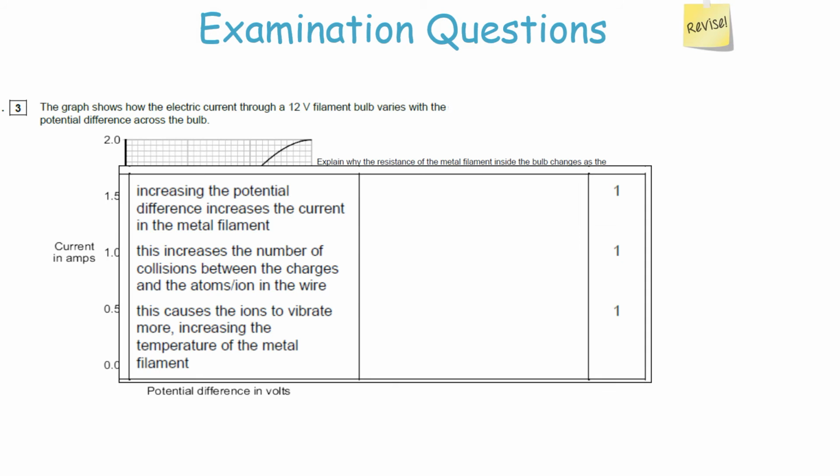Now that means that if they are going through the metal wire faster, this increases the number of collisions between those charges of the electrons and the atoms or ions in the wire. Now this will cause the ions in that metal wire to vibrate more, which will overall increase the temperature of the metal wire, because the temperature of something is basically how much kinetic energy it has. So if the metal ions are vibrating more, they have more kinetic energy, so they have a higher temperature.